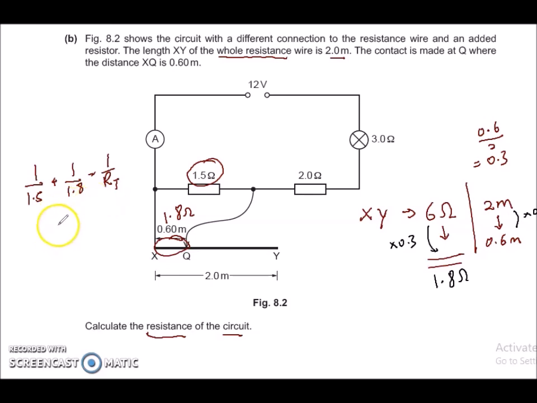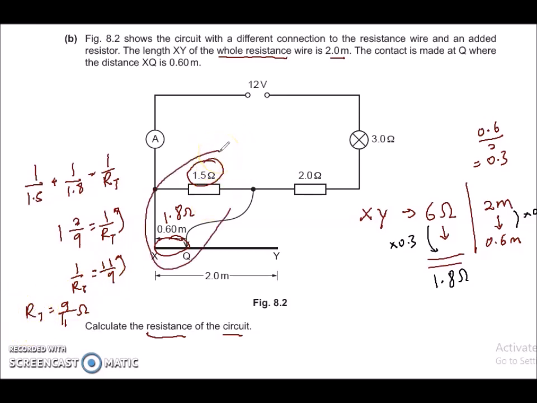Okay, we solve it. I'm getting here 11 over 9, still equals 1 over R total. So 1 over R total equals 11 over 9. So R total here will be 9 over 11. Am I right? They have to invert. Okay, you have to invert this, because you have to find this R total among this part.